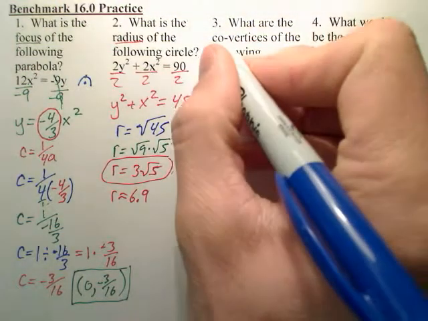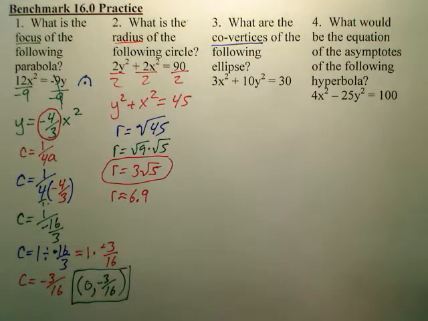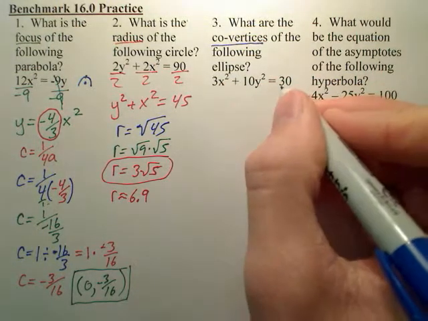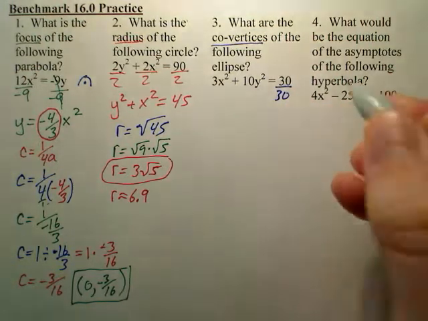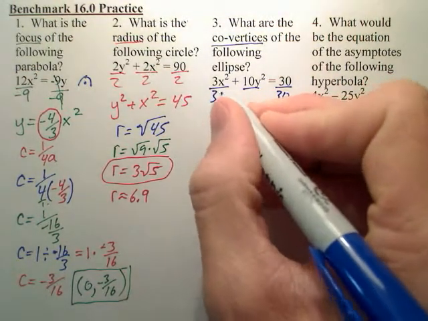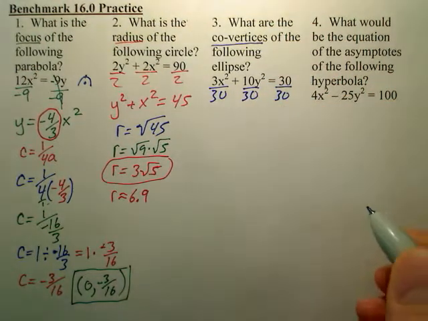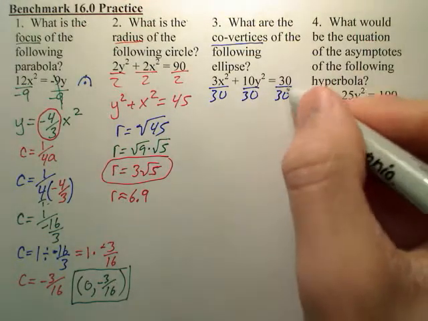Okay, for this one, if I want the co-vertices, well, the co-vertices are your b value. The vertices are your a value. This is an ellipse, so actually not yet. It is an ellipse, but let's change the form. We're going to divide everything by 30, because for an ellipse, you always need it equal to 1.